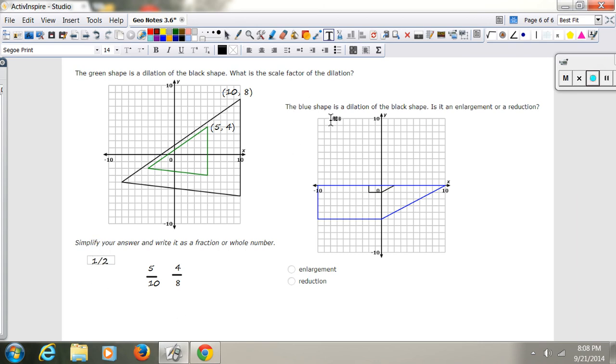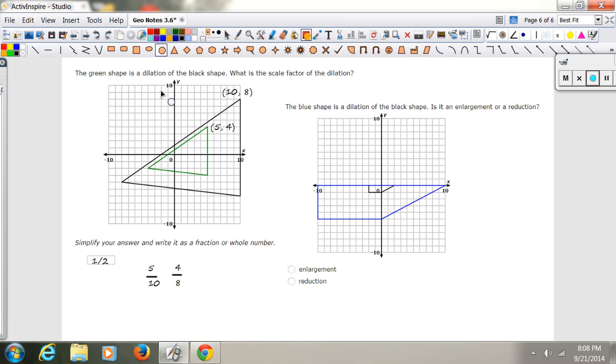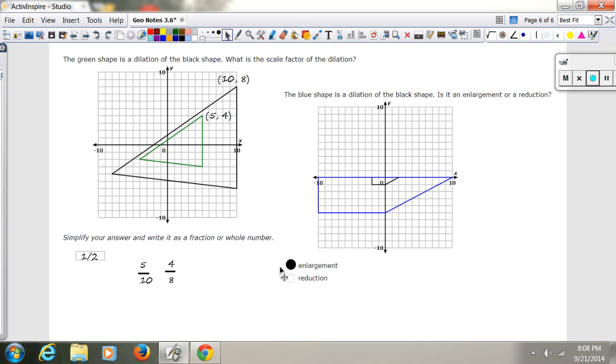And then the blue shape is a dilation of the black shape. So this time the blue shape is getting bigger. And it says, is it an enlargement or a reduction? Well, it's getting bigger, so the blue shape definitely got bigger. It has to be an enlargement. So enlargement would be that one. That would be your answer right there.